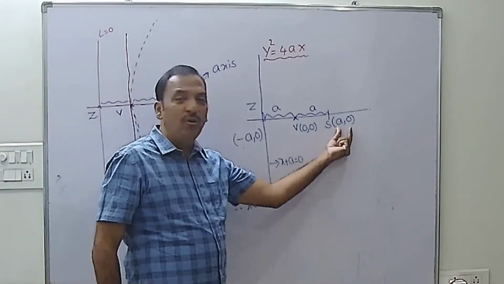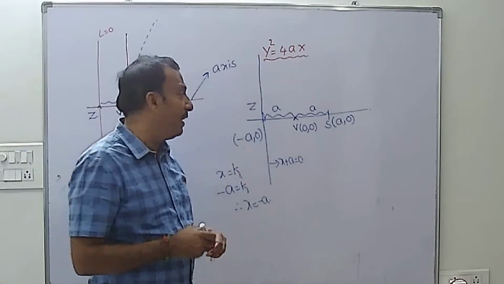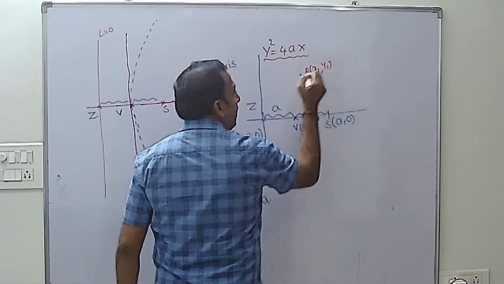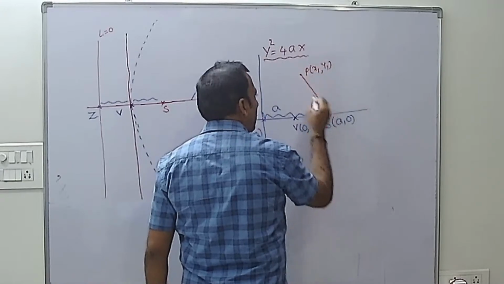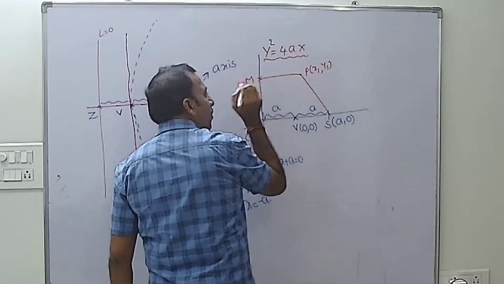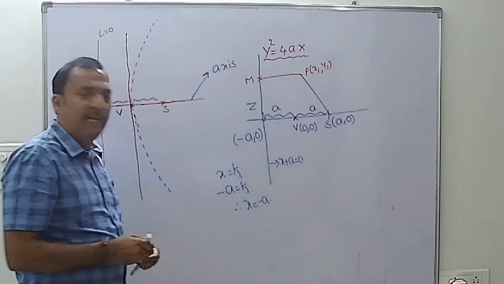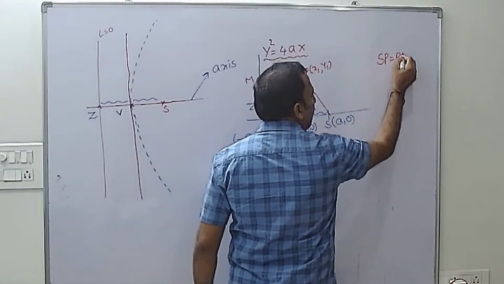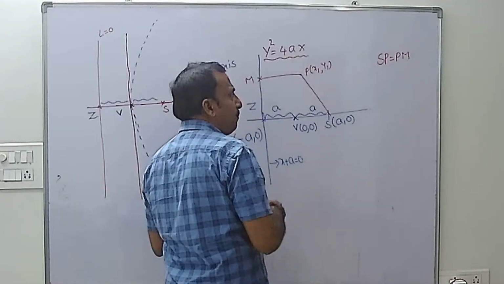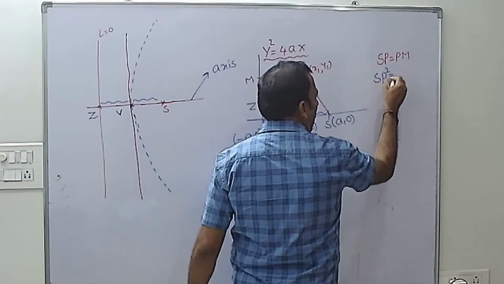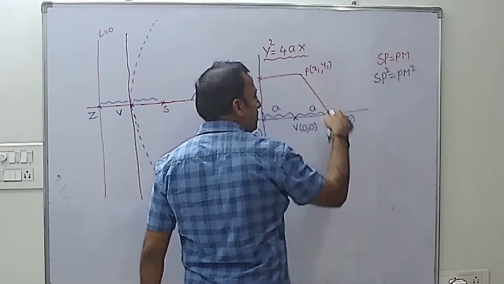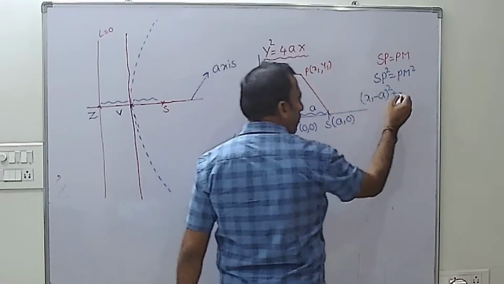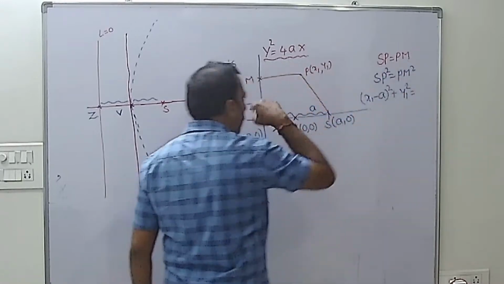Now we know the focus and we know the directrix. Now how to define the parabola? The locus of the point P(x1, y1) which moves such that SP is equal to PM is a parabola. SP is equal to PM implies SP square is equal to PM square. What is SP square? (x1 minus a) whole square plus (y1 minus 0), that is y1 square, is equal to PM square.